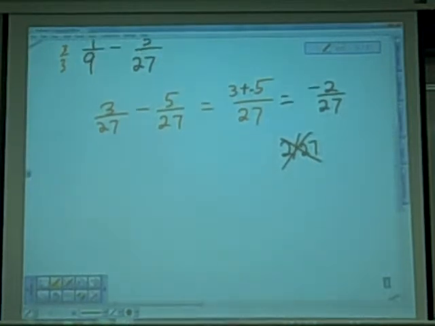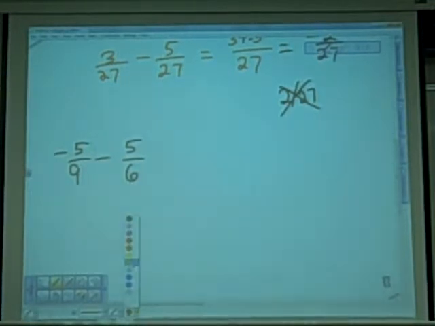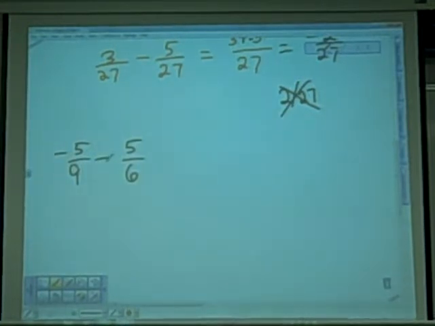All right, let's say that we have this. A negative 5 over 9 minus 5 over 6. Okay? So, can we apply the property of subtraction here? We can, right? We can make that minus sign a plus, change the sign of the second term. So in reality, are we adding or subtracting here? We're adding negatives, right? Okay.